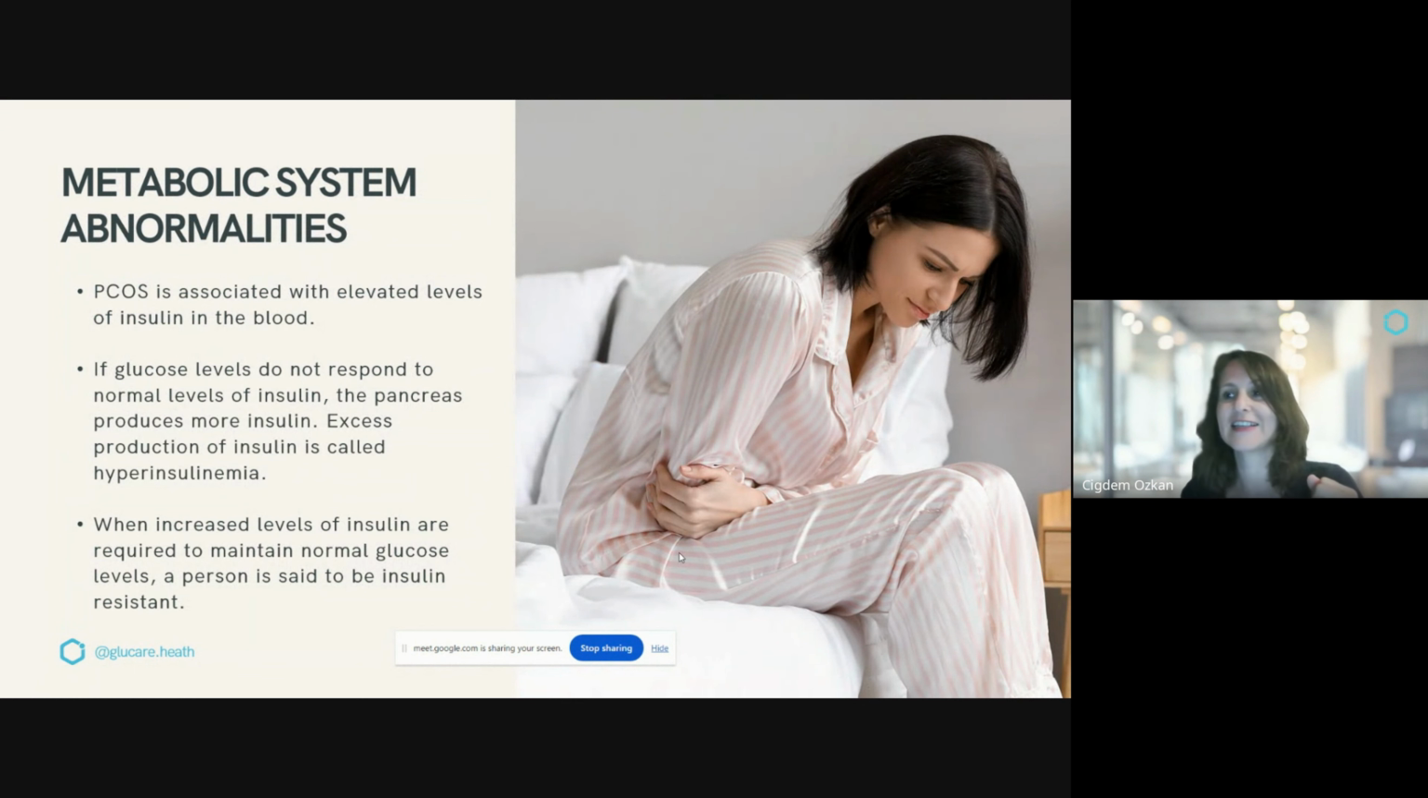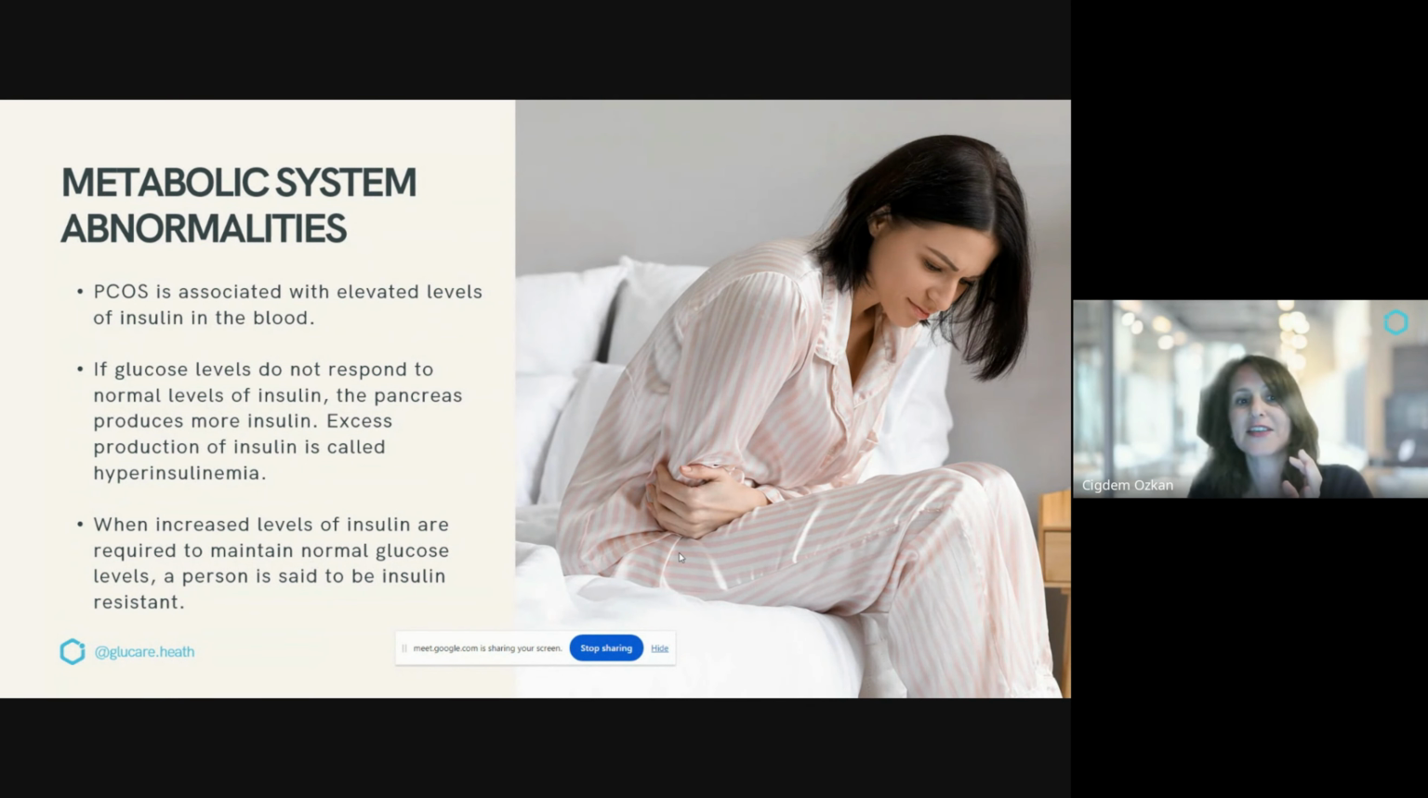We always discuss metabolic problems in PCOS. When you have PCOS, you are prone to metabolic problems. And when you develop metabolic problems related to PCOS, it gets worse and makes you more symptomatic. This is one of the major problems in PCOS.